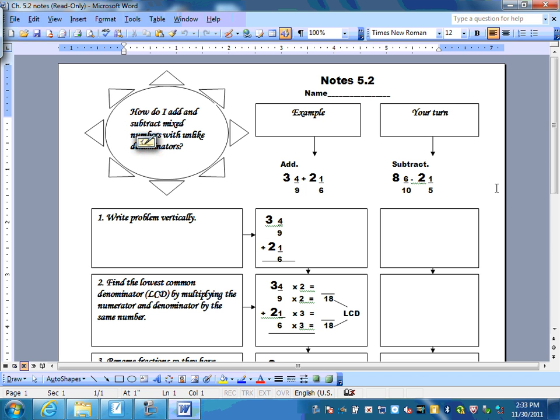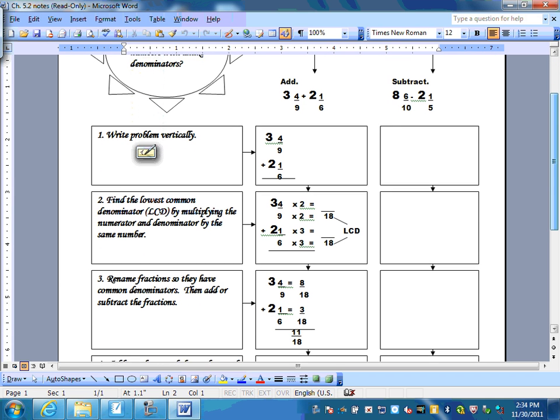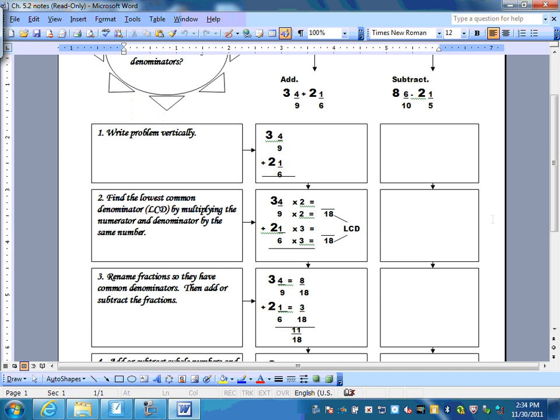We are trying to add and subtract fractions, mixed numbers with unlike denominators. So let's take a look at the first example problem, 3 and 4/9 plus 2 and 1/6. What we want to do, always with fractions, is write that problem vertically first. So you can see that done in the first box.